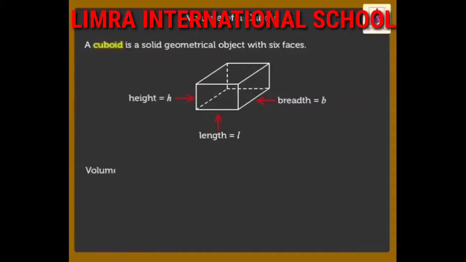Thus, volume of a cuboid is equal to length into breadth into height, which is equal to L into B into H. Let us solve an example.